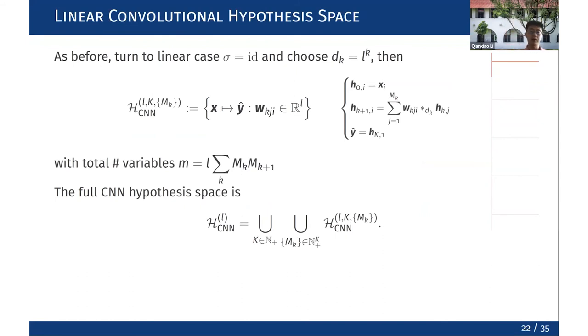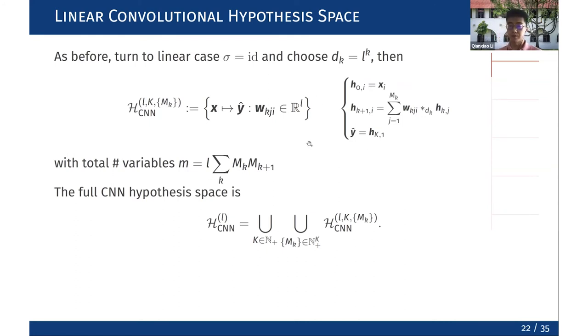As before, in order to compare the two models, I'm going to use the same approximation. I set the activation function to be an identity function, and then I have a linear functional. In this case, we can write the hypothesis space, but this time its complexity depends on L, the dilation factor, K, your number of layers, and MK, the number of filters or channels at each layer. All of these numbers control the complexity. In fact, the total number of variables is given by this formula.